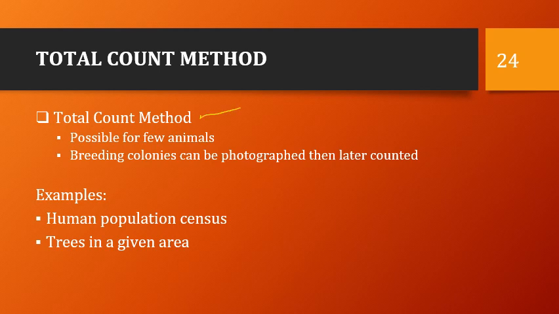So it's possible for a few animals or organisms that are relatively easy to observe and often used for breeding colonies. So in this method, you can actually photograph a colony and then count the individuals in the photos later. So for example, ano mga ba yung mga animals or species na kaunti lang ang population? Pwede mo yung bilangin. Okay, we have tigers, lions kapag pupunta ka sa savannah, okay, or sa mga grassland. We have cows, diba? So of course, we can actually count the human population, census, trees in a given area. Okay, that is the total count method.